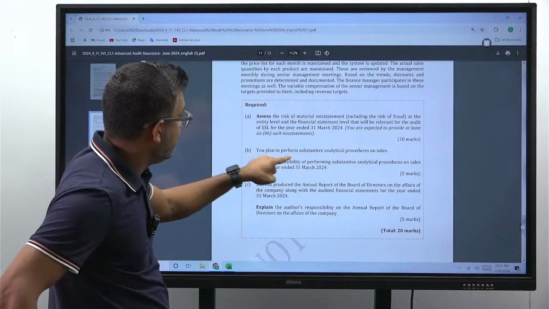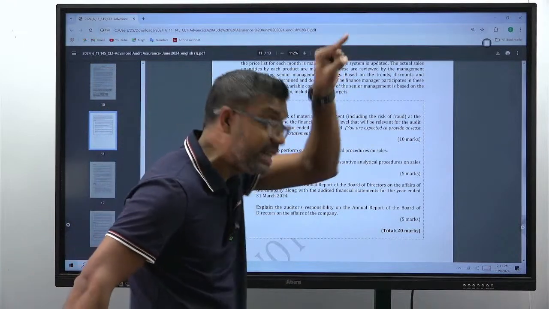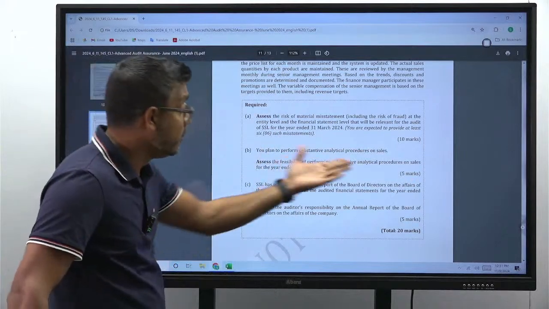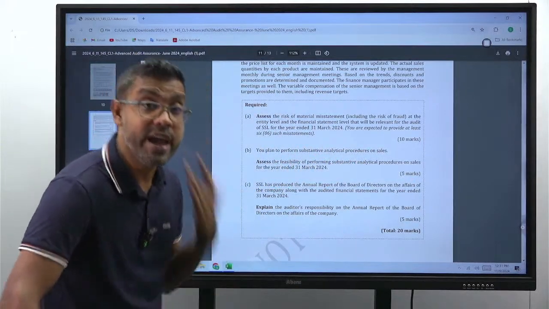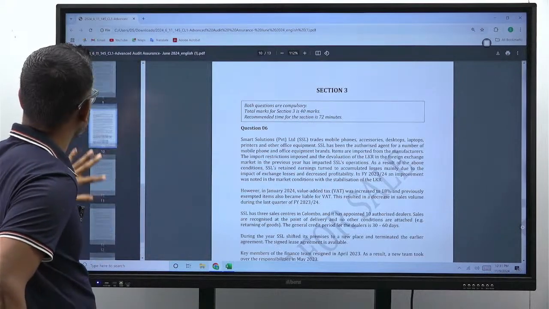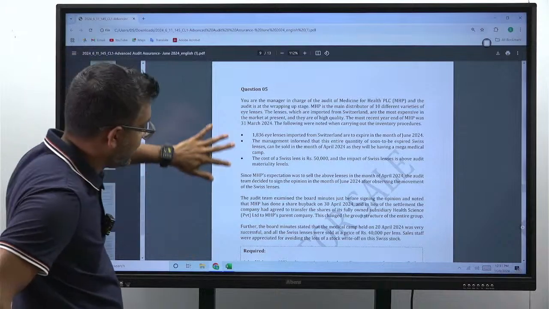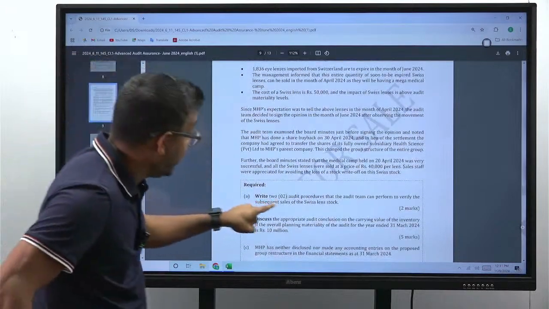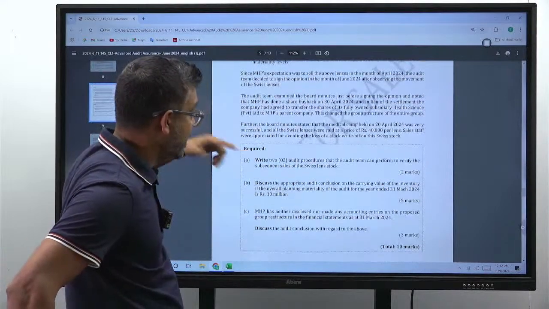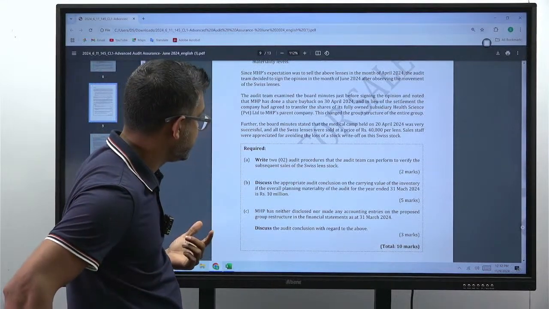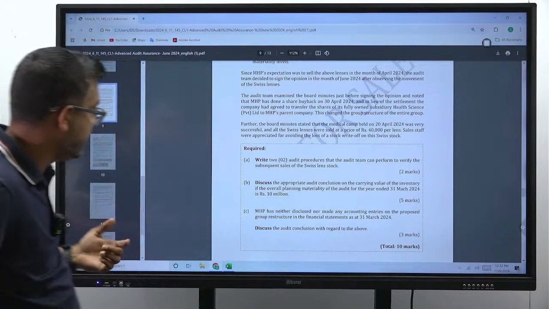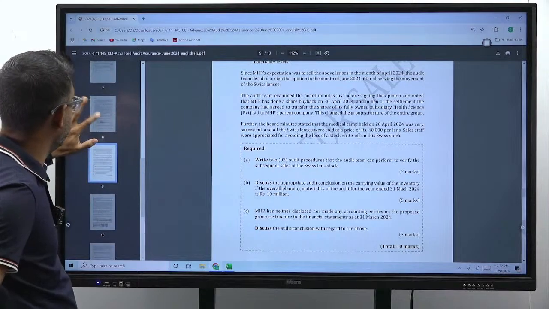You plan to perform substantive analytical procedures for 5 marks, now 8 marks. This is the recent paper. The word procedure has been tested for 8 marks for the time being, right? Question number 5: write 2 audit procedures, now 10 marks. From the word procedure I am explaining. Discuss appropriate audit conclusion. Can't see that. We'll take another, now for the time at 10.